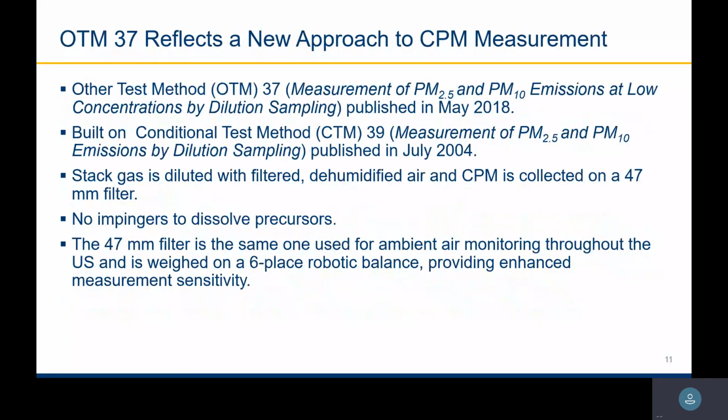So OTM 37, which is the method I'm going to finish talking about today, is a new approach to CPM measurements. This method is built upon CTM 39, which was published in 2004, and it is a dilution method of sampling particulate matter. The idea is that we want to take ambient air and dilute the sample so we do not have any condensed moisture in the train. So now we no longer have any moisture in the train at all. We don't have any possibility of those compounds being dissolved in that moisture and forming any artifacts.